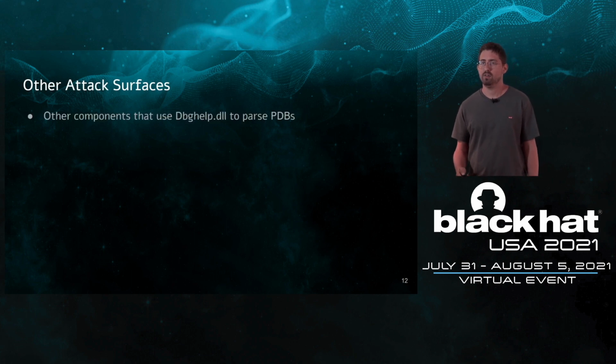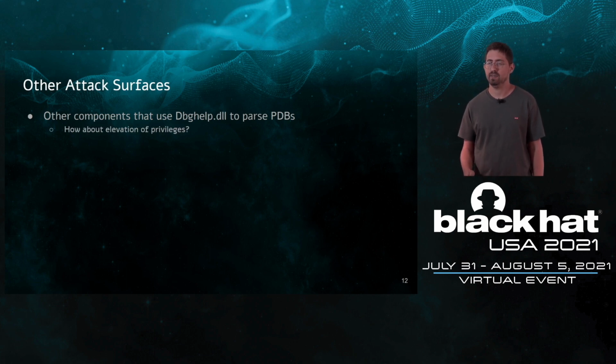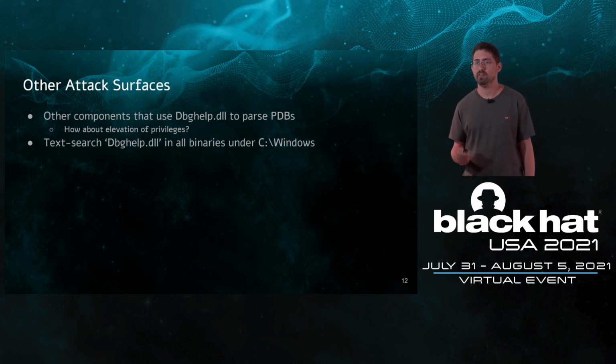Maybe there are other flows or other components in Windows that parse PDB files. And it doesn't necessarily have to be a remote code execution flow. Maybe there is some privileged service or process that loads PDB files from disk that I can exploit for elevating privileges on a local machine. And the way I approached this was very simple.